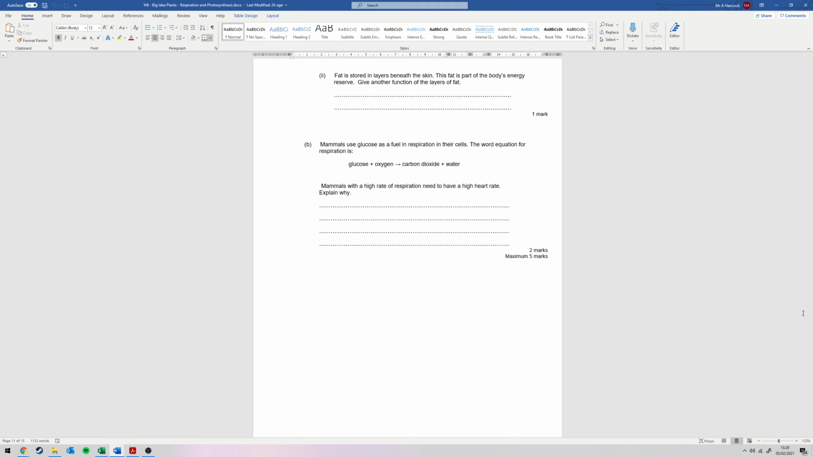B. Mammals use glucose as a fuel in respiration in their cells. The word equation for respiration is glucose plus oxygen makes carbon dioxide plus water. Mammals with a high rate of respiration need to have a high heart rate. Explain why.